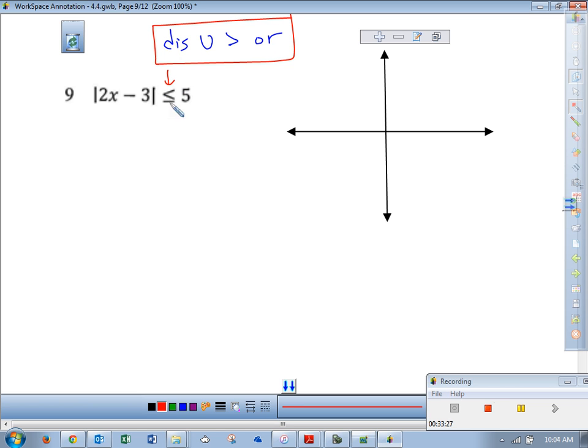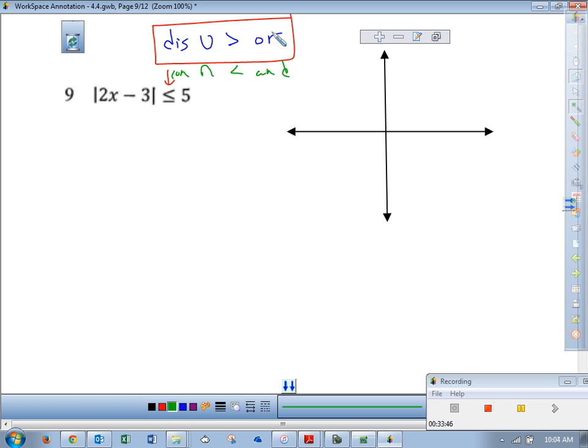Is this symbol a greater than symbol? Yes or no? Since it's not a greater than symbol, this will not be a disjunction. It will not be a union. It will not be an or statement. It will be the complete opposite of that, which is a conjunction, which is an intersection, which is a less than scenario, which is the word and.